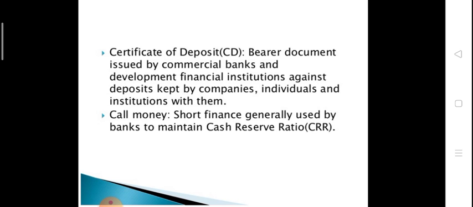Next one is certificate of deposit. It is a bearer document issued by the commercial bank and other development financial institutions against the deposit kept by companies, individuals and institutions with them.